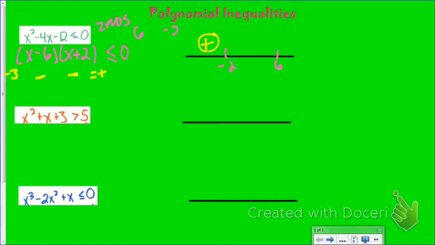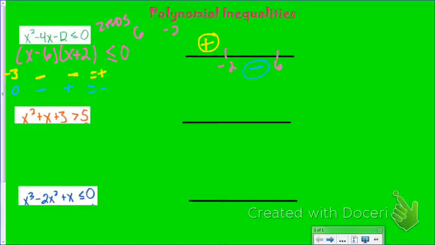So now we're going to pick a new section, the middle section. I'm going to pick any number in that middle section, preferably one that's easy to figure out. So the number I'm going to pick is 0. If I plug in 0, I'm going to get a negative number times a positive number. And a negative times a positive is always going to be a negative. So that means every number in between negative 2 and 6 is going to be negative.